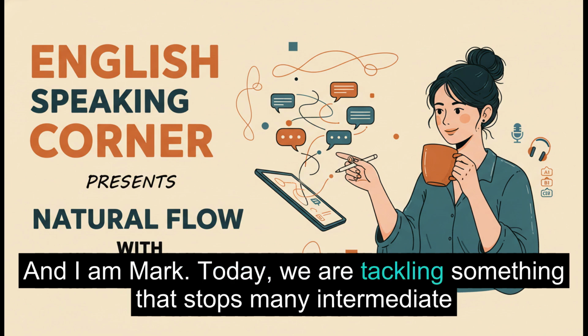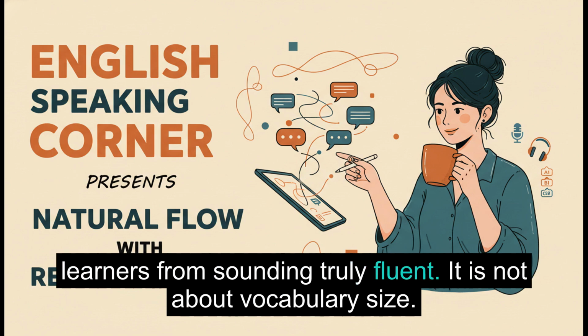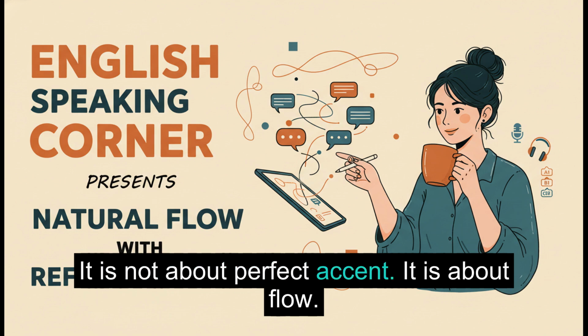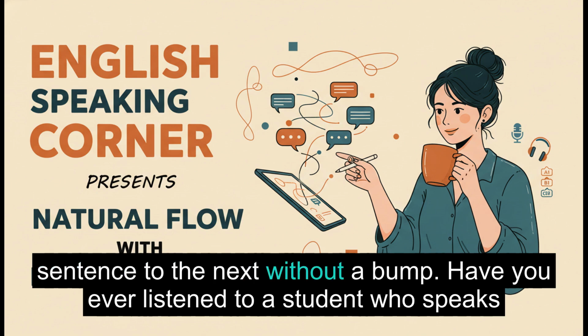Today, we are tackling something that stops many intermediate learners from sounding truly fluent. It is not about vocabulary size. It is not about perfect accent. It is about flow. That is right, Mark. Flow is that magical quality that connects one sentence to the next without a bump.